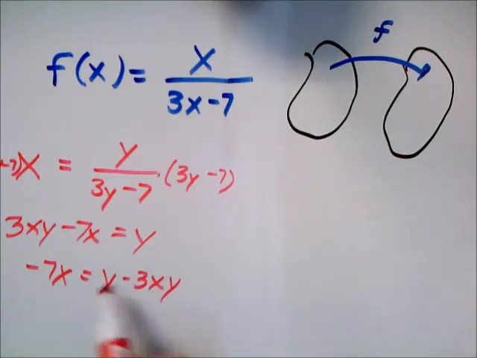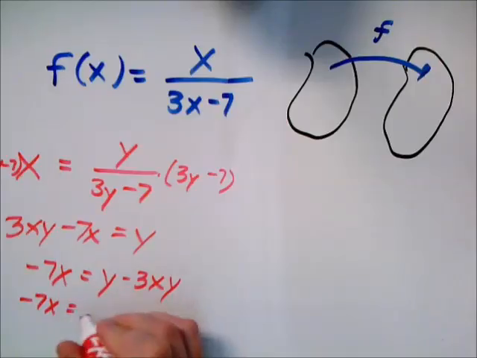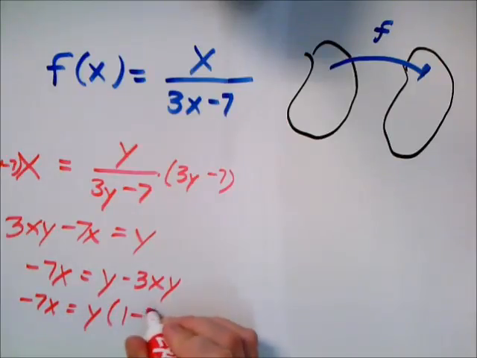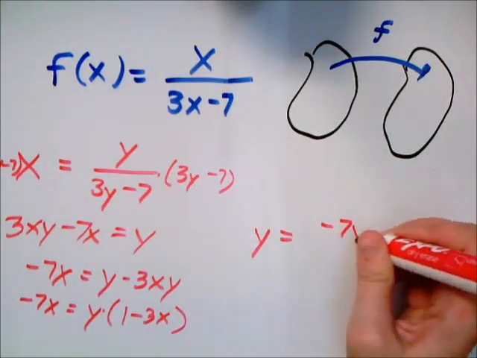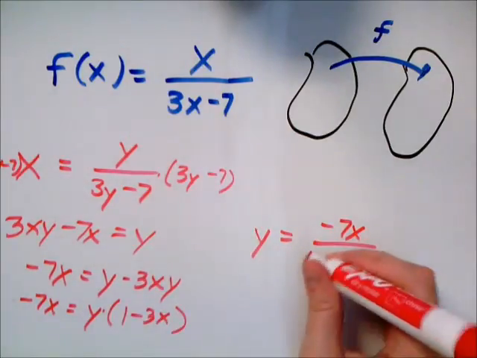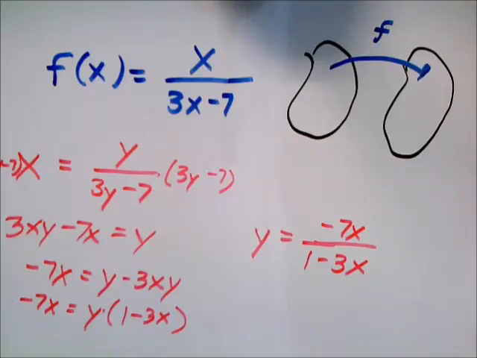And so notice I have y in two places. How can I get it by itself? Well, it's a common factor between these two terms. So if I factor out y, I'm left with 1 minus 3x. And so now if I divide by 1 minus 3x, I get this divided by. So there's a possible inverse.